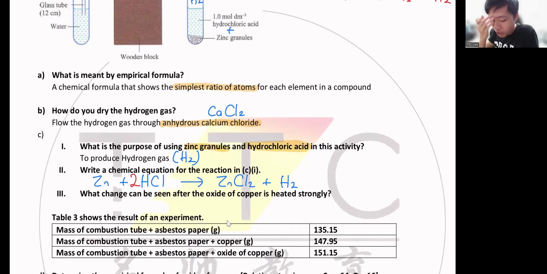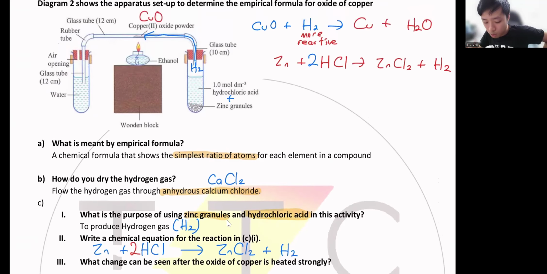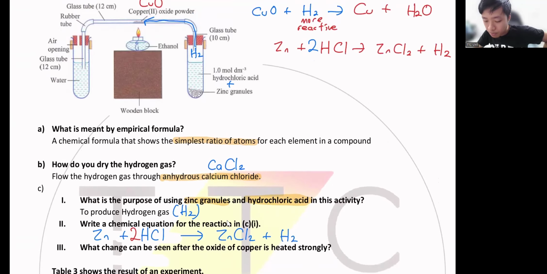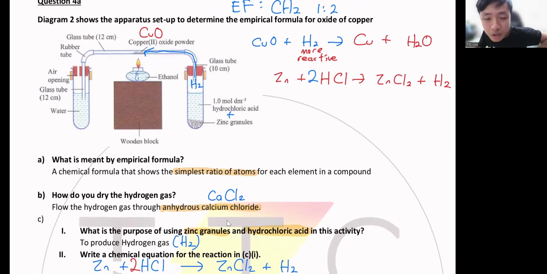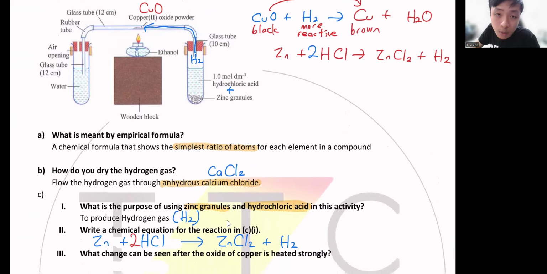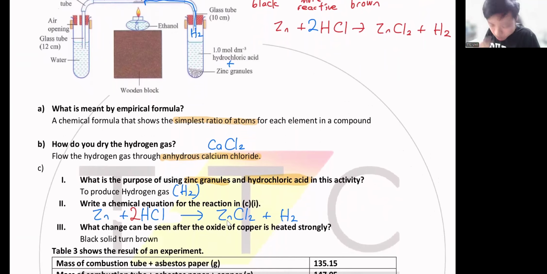What change can be seen after the oxide of copper is heated strongly? If it is heated strongly, at the beginning CuO is black color. After that, when CuO becomes Cu, the copper is brown color. So what can you observe? Black solid turns brown.